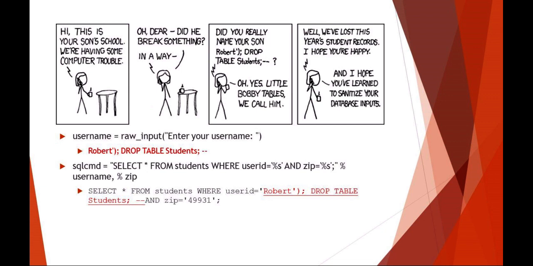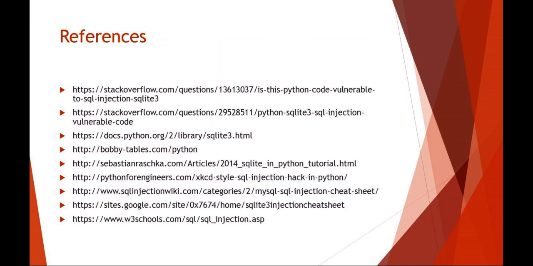So, why is that a problem? If you were to enter that as a username, you can see now where possibly the SQL command would be something like select everything from students where user ID equals Robert, perfectly valid command. And then the next command would be drop table students, which would delete the entire students database. And then because of the dash dash, it comments out the rest of the SQL command, rendering it useless. So it would execute the command and then also delete the database. So you can see why this is a real issue with SQL injection.